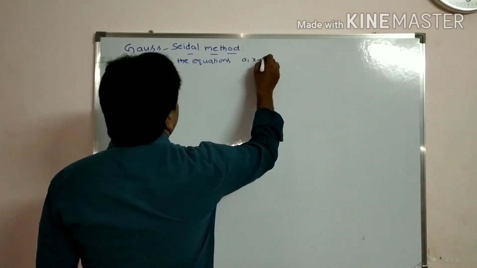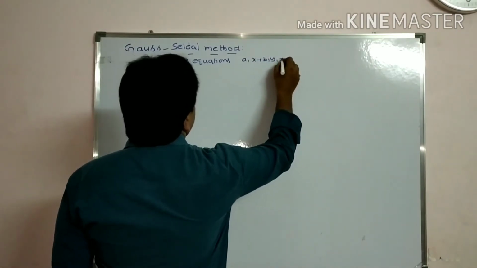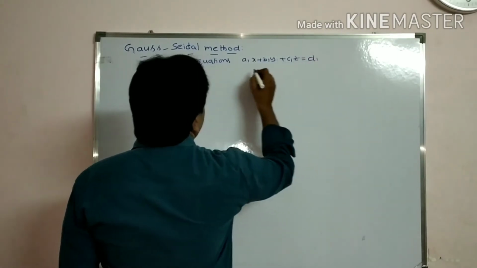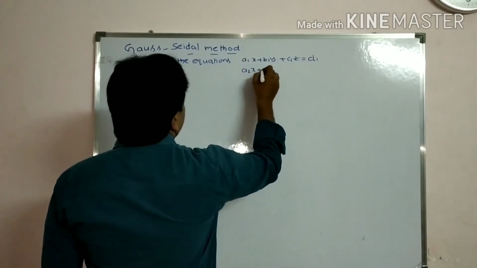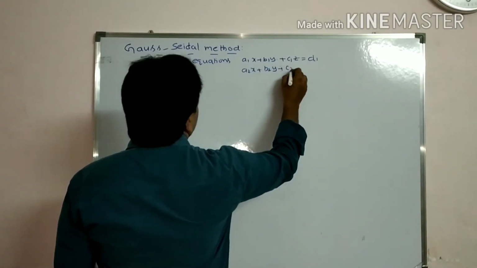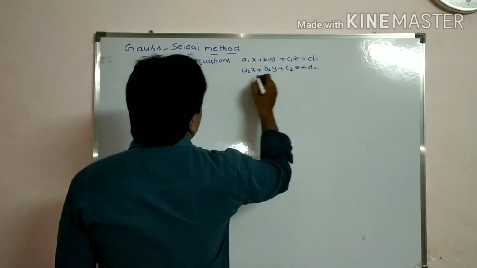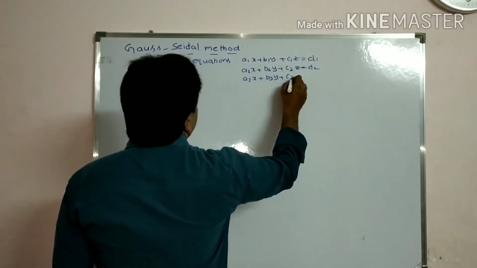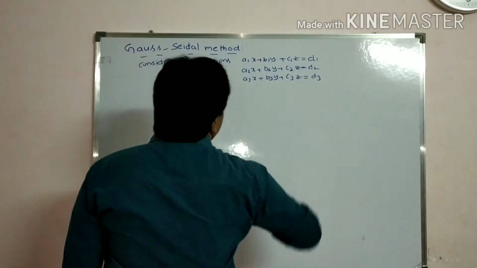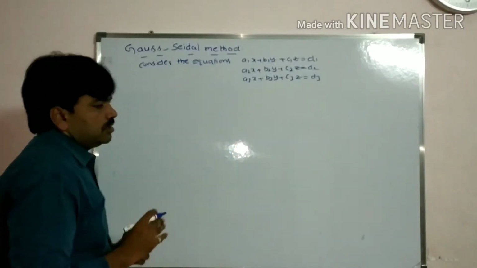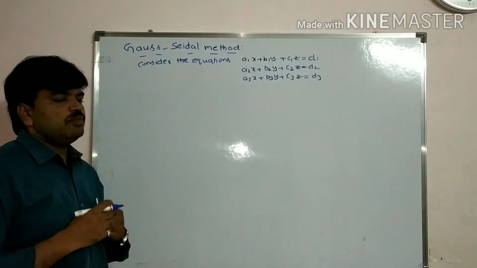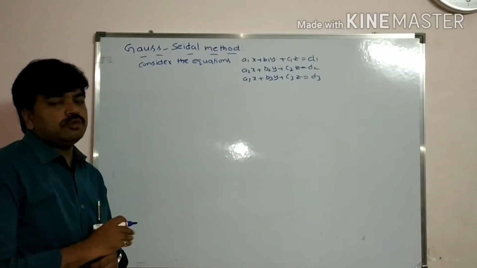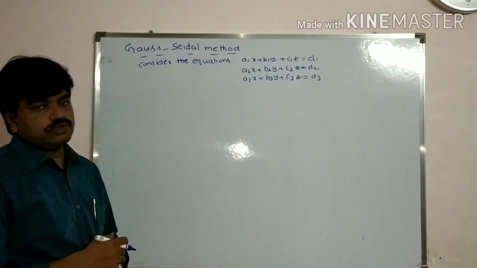a1x plus b1y plus c1z is equal to d1, a2x plus b2y plus c2z is equal to d2, and a3x plus b3y plus c3z is equal to d3. Now consider these three equations students. Here also the same condition: the diagonal elements are largest as compared to other elements, as in Jacobi's condition. Those are the same.